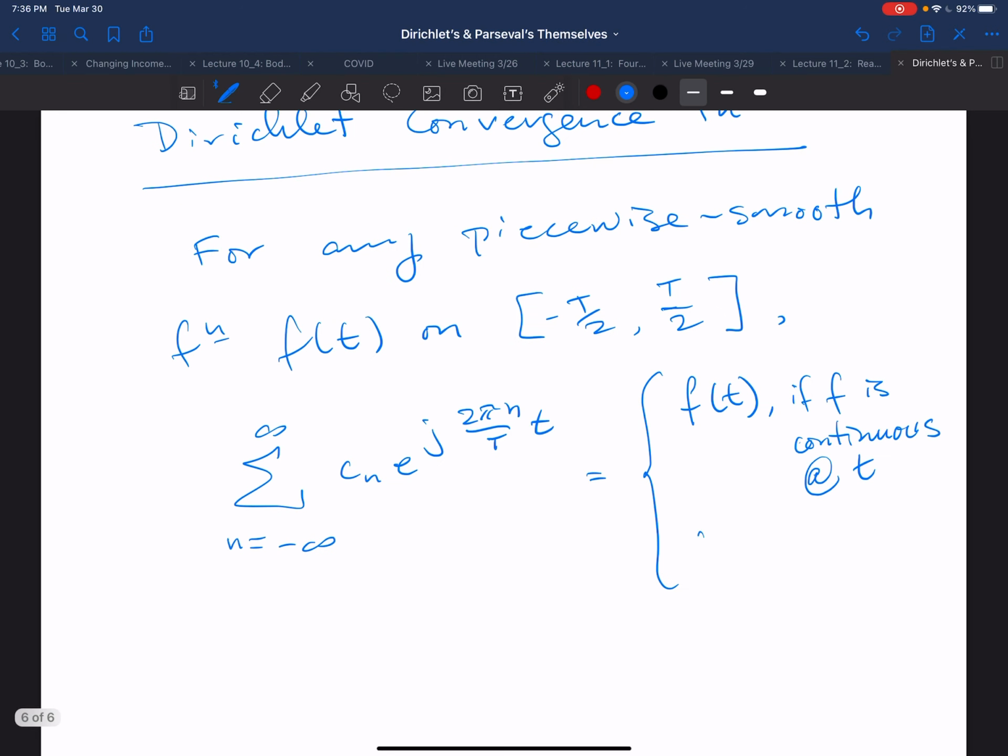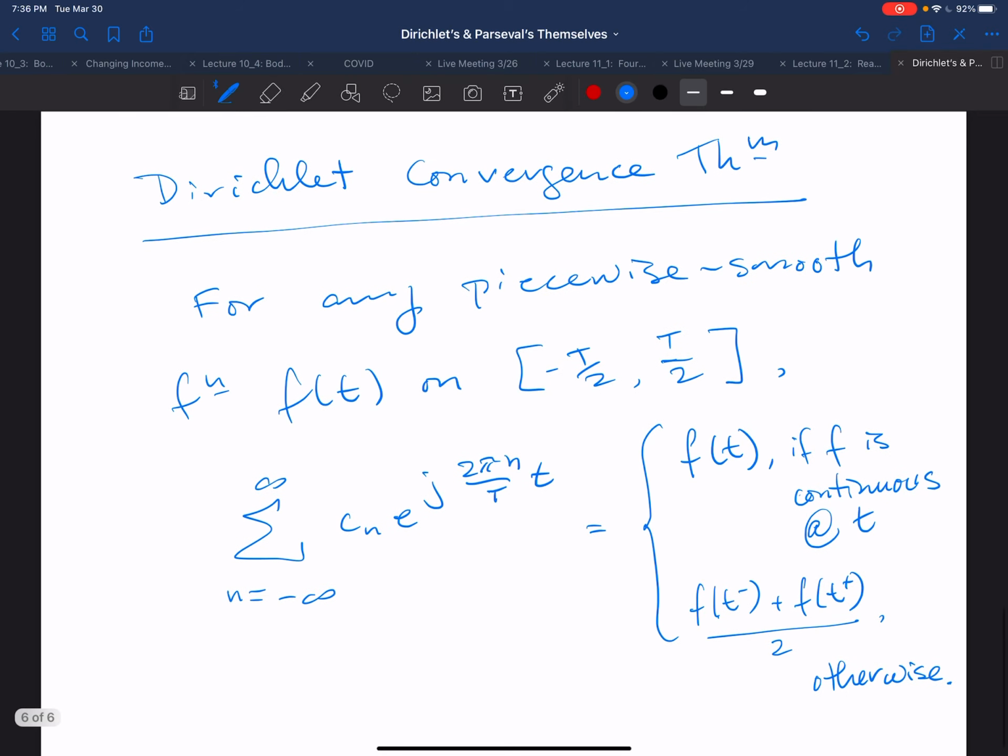There, it does something eminently reasonable. It converges to the average value of the limits from the two sides as t approaches the value of the discontinuity. So you can't ask for much more than that.